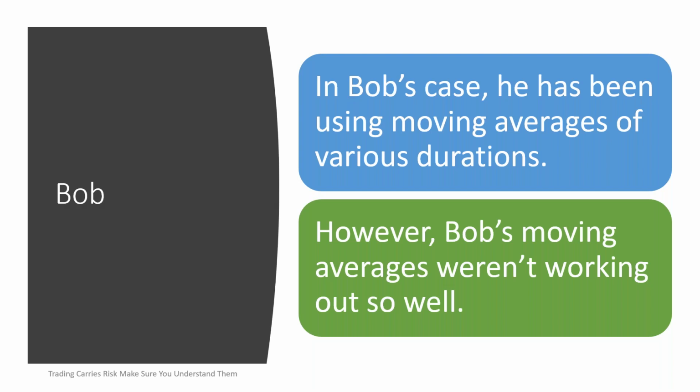So in Bob's case, he's been using moving averages of various durations. He might be using a 10 and a 20 period moving average. He might be using a 30, 60, 90 moving average. He might be using an EMA, an exponential moving average, or he might be using a simple moving average, or he might be using a moving average crossover. However, Bob's moving averages weren't working out so well for him now.